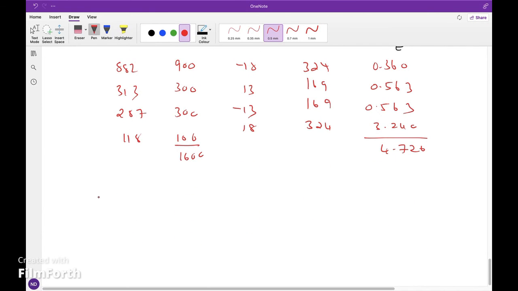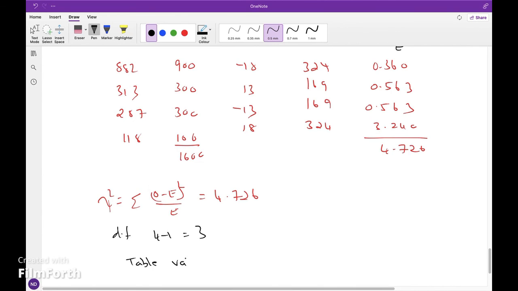So the statistic chi squared equal to the summation of O minus E the whole squared by E is 4.726. The degrees of freedom: n minus 1, that is 4 minus 1, equal to 3. The table value of chi square for 3 degrees of freedom is 7.81.